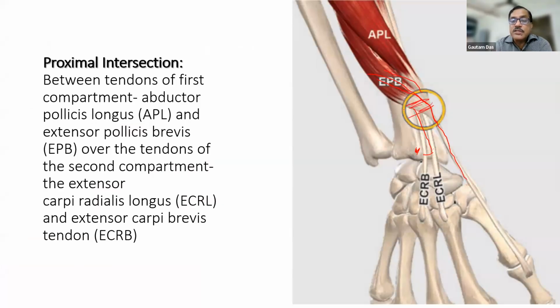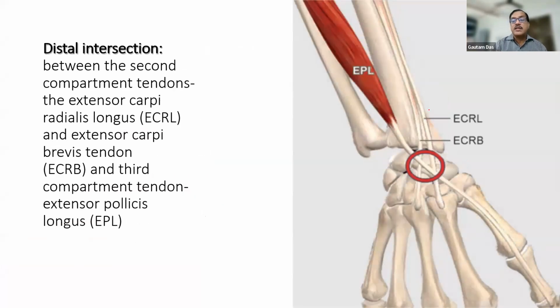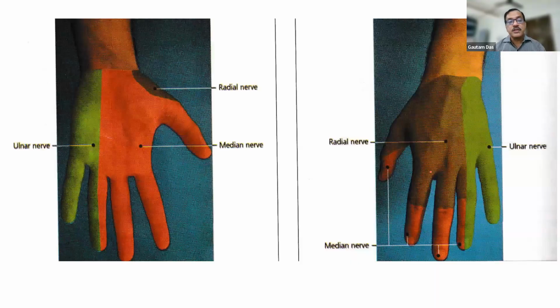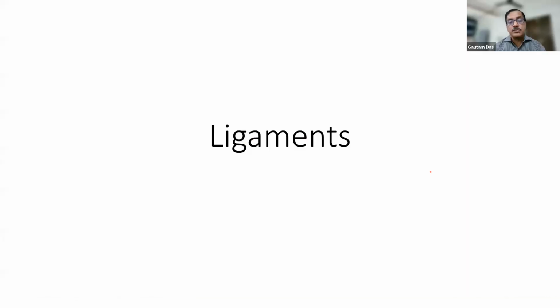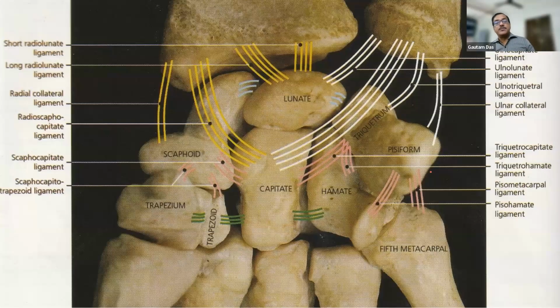So there might be friction, and there might be an edematous area causing the pain. And distal is, if we are tracing this below, then again extensor pollicis longus, which is a deeper compartment muscle, will be crossing over the extensor carpi radialis longus and brevis. And this is the area of the distal intersection syndrome. I'm just quickly, nerves I'll be showing you, but here it is very important again.